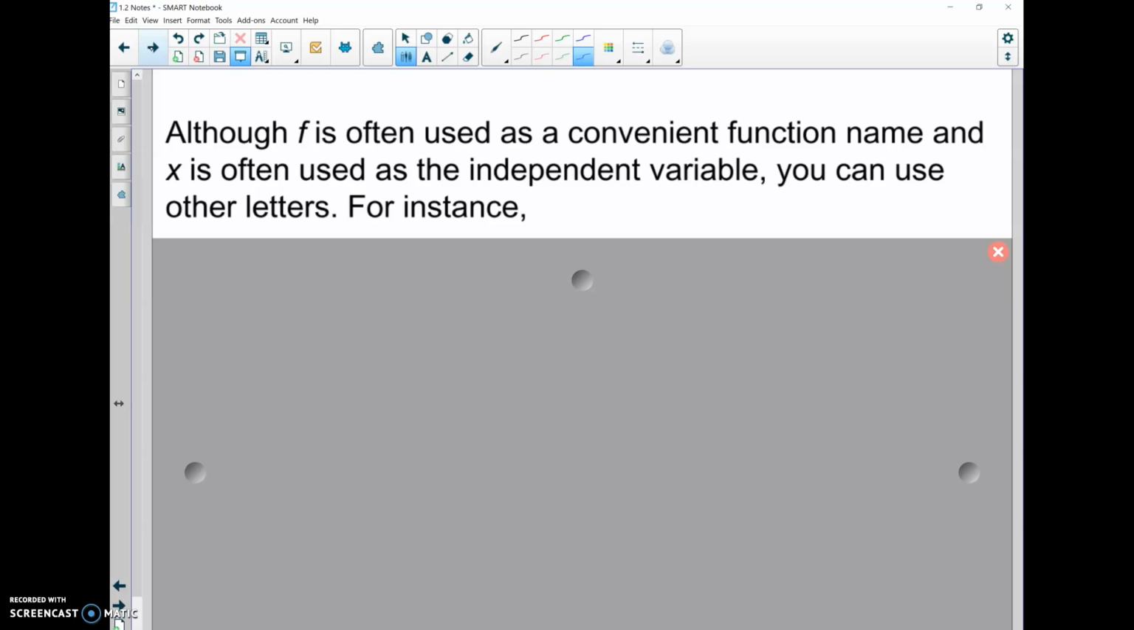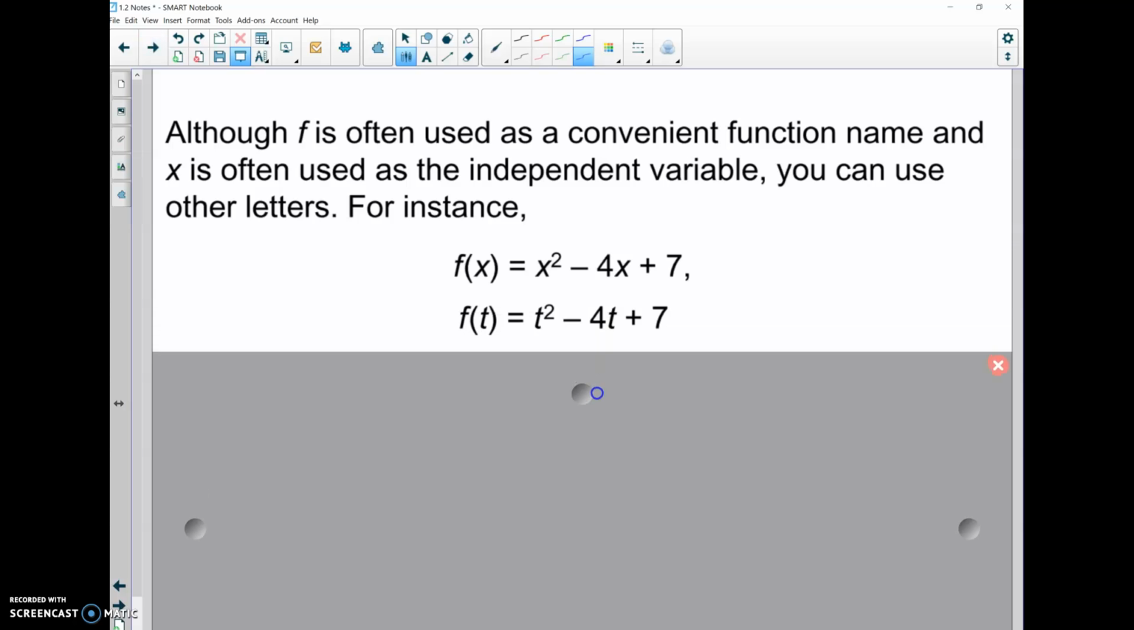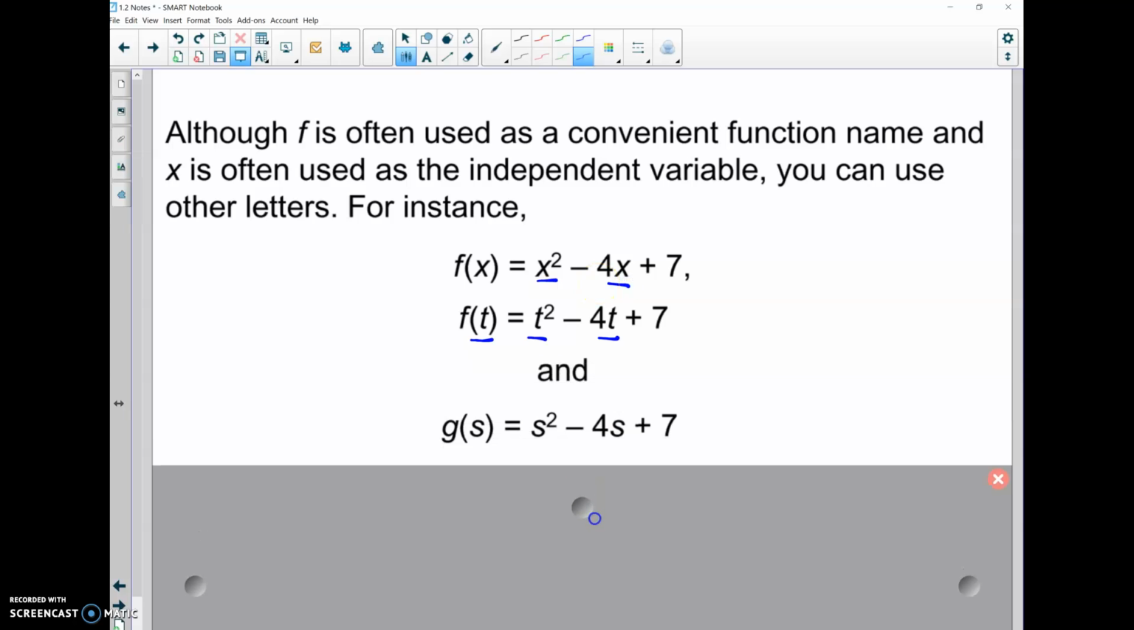Although f is a convenient name, there could be other names, and also x is very convenient for being an independent variable, but sometimes you might be talking about time. So our original function f of x equals x squared minus 4x plus 7. If we're dealing with time, in some textbooks they would use the input variable t instead. So notice these x's were just replaced with t's. And also, if you're dealing with time in terms of seconds, s could be used.